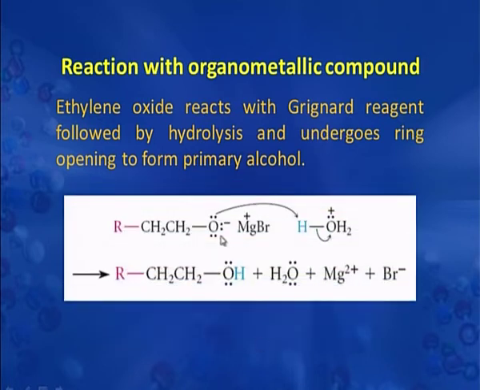You can see here this is the alkoxy magnesium bromide formed by the attack of Grignard reagent on ethylene oxide, and then upon hydrolysis it forms the primary alcohol. Organometallic compound like lithium dialkyl cuprate can also react with epoxides, and finally the product formed is alcohol.